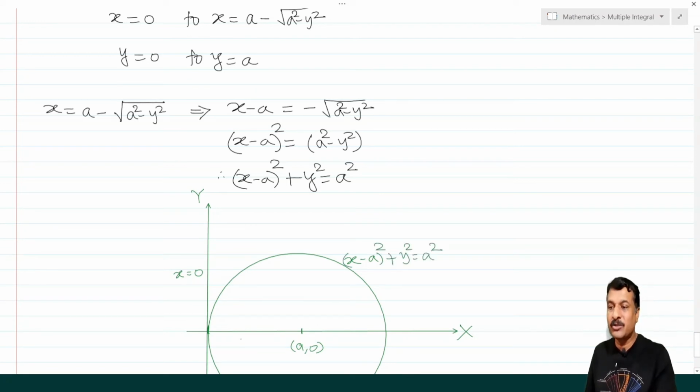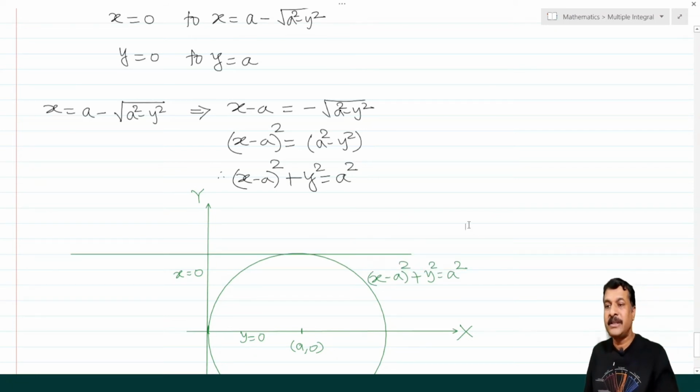Then y equal to 0 means the x-axis, and y equal to a means there is one line parallel to the x-axis that touches the circle. So what is this line? This line is y equal to a. Now by the given limits, the strip is horizontal from x equal to 0 to the circle, and y equal to 0 to y equal to a. So the region of integration is this much.